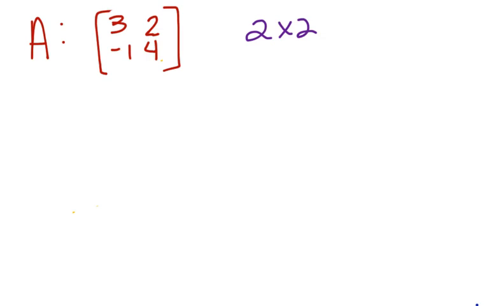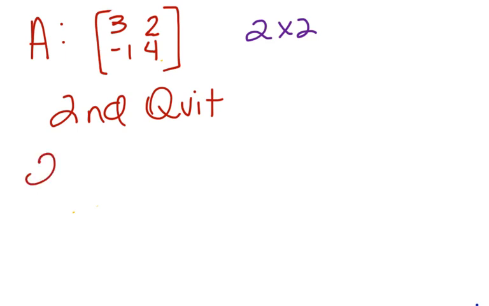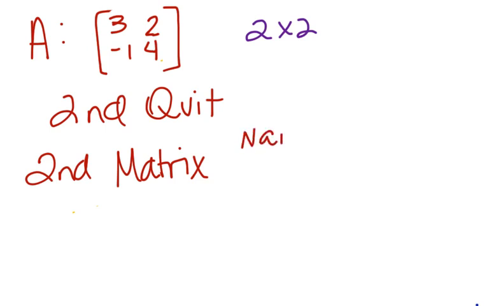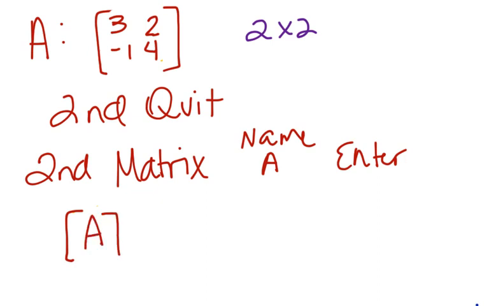So using our calculator, we're going to enter matrix A, and then you are going to quit, so make sure you do second, quit, and then you're going to do second, and then matrix, and then under where it says name, you're going to choose matrix A and enter. And then on your home screen you'll see matrix A.